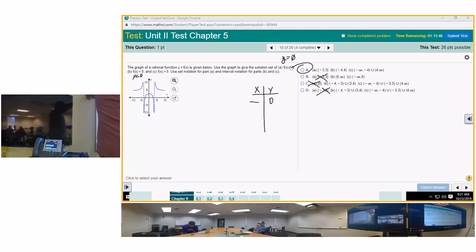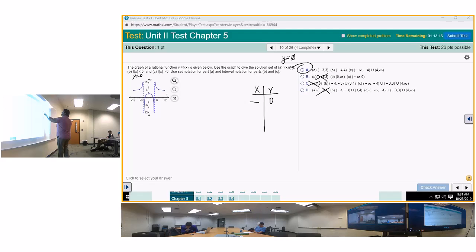And then what is C? C says what? Y is what? Greater. So when Y is greater, then you're going to have -infinity to -3, and then -3 to 3, or whatever that is, 4, I'm sorry, -4 to 4, and then 4 to infinity. You're going to have those three. So the only answer that you could possibly have is what?